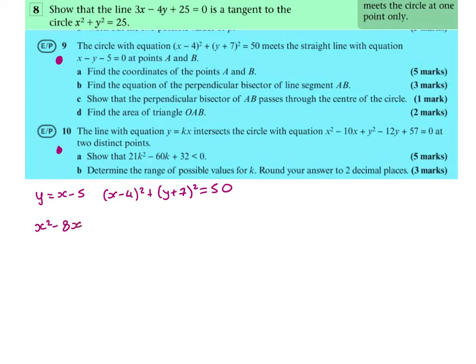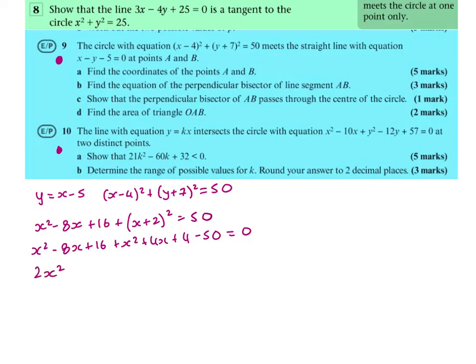So I'm going to have x squared minus 8x plus 16 plus x plus 2 squared, because if I substitute in x minus 5 into here, I get x minus 5 plus 7, which is plus 2, equals 50. So x squared minus 8x plus 16 plus x squared plus 4x plus 4 minus 50 equals 0. So 2x squared minus 4x minus 30 equals 0. x squared minus 2x minus 15 equals 0.